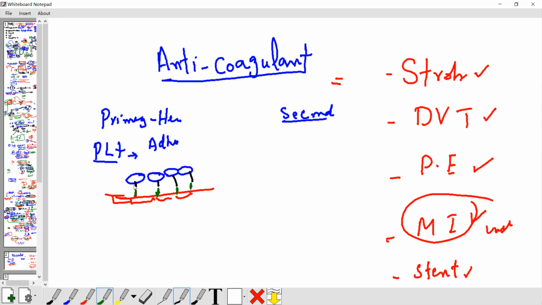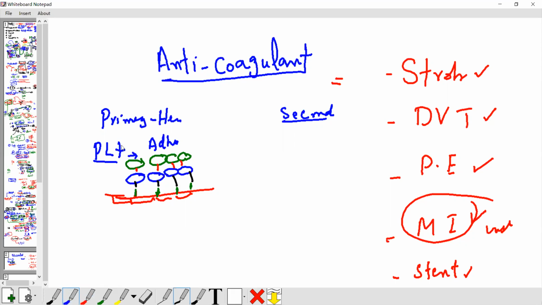The next step is aggregation of the platelet. Understand? With the help of prostaglandin, especially thromboxane. Thromboxane is also an inflammatory mediator that helps to collect the platelets and make the clot. Okay, the thrombosis. Glycoprotein 1 is for adhesion, and here we use glycoprotein 2 for aggregation.